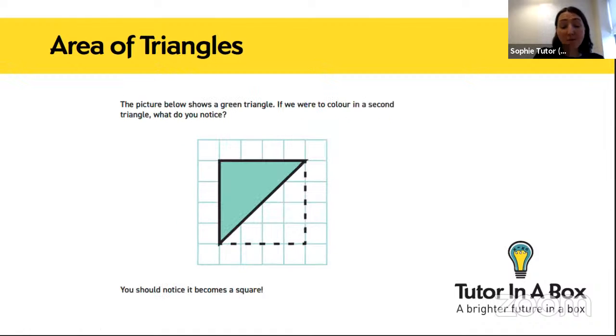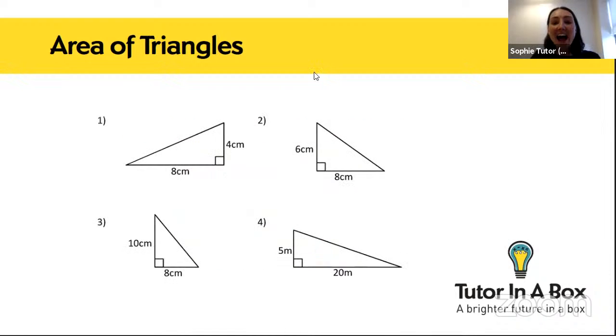Similarly, going back to this one, we could count the squares. We could do 1, 2, 3, 4, 5, 6, 7, 8, 9, 10, 11, 12, 13, 14, 15, 16. And then we could halve it to get the area of the triangle. Half of 16 is, yeah, very good, 8. So the area of this blue triangle would be 8 centimetres squared. Good.